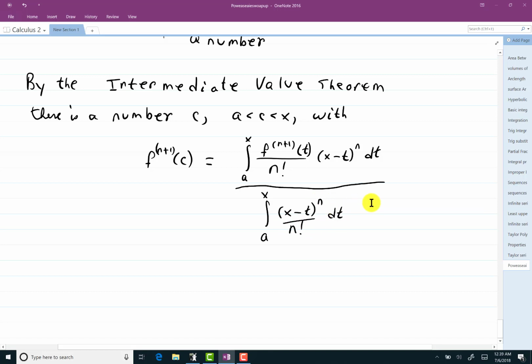So now I'm going to multiply it through by that. This is the key to the whole thing right here: there exists a c. Intermediate value theorem, look back to Calc 1 for what that was all about. I'm going to multiply through by this integral then, and I will get f to the n plus 1 of c times the integral from a to x of (x minus t) to the n over n factorial dt. And that equals this integral.